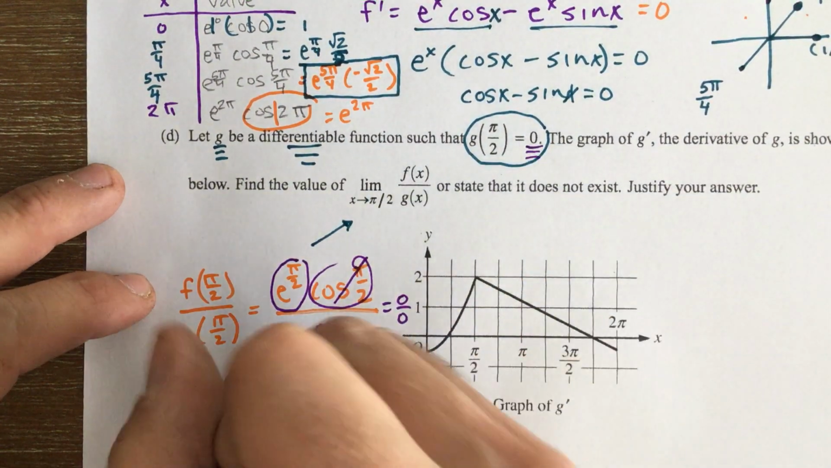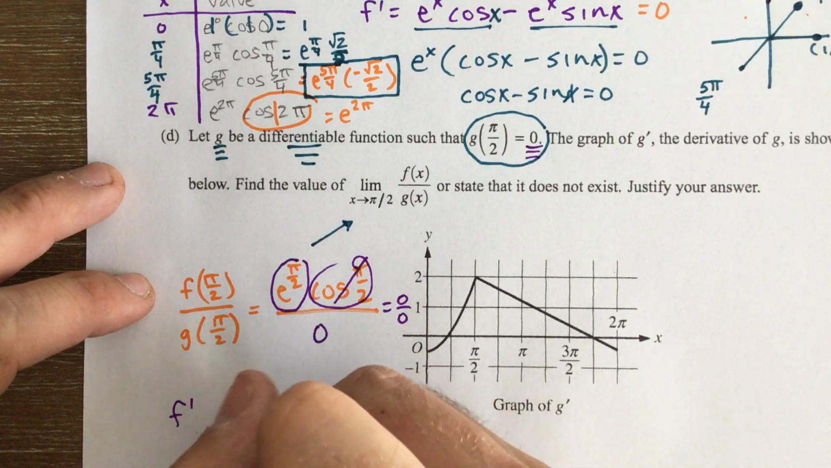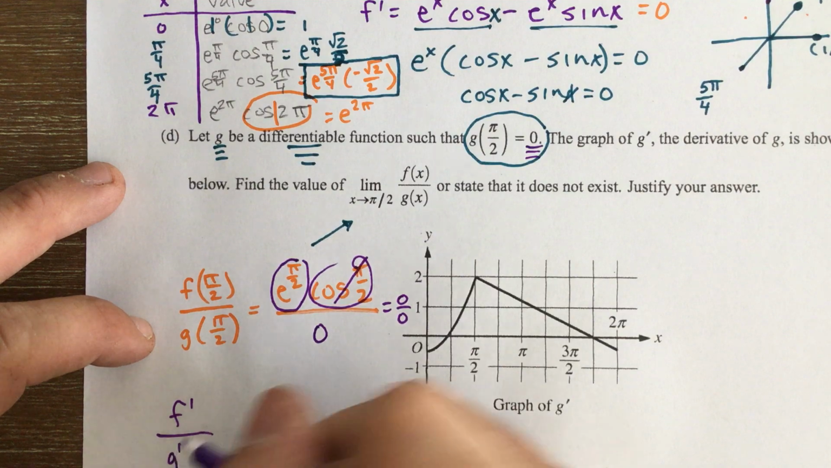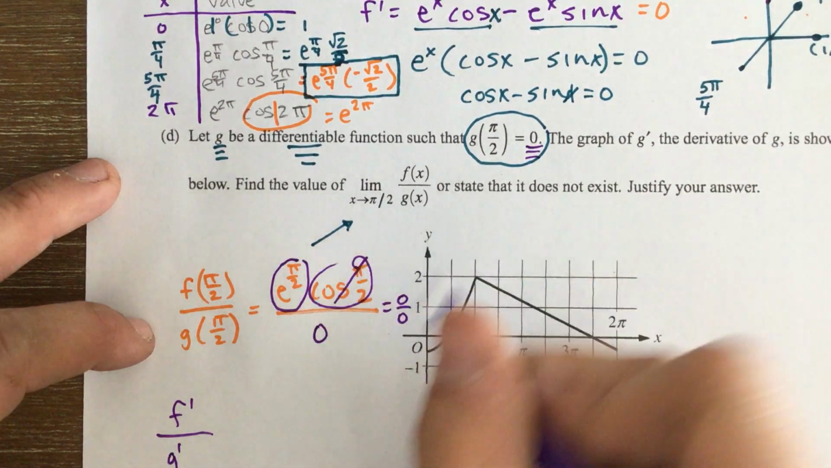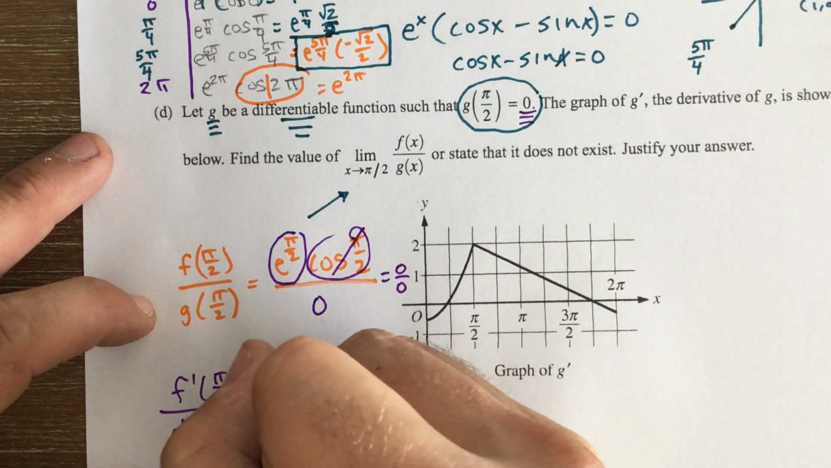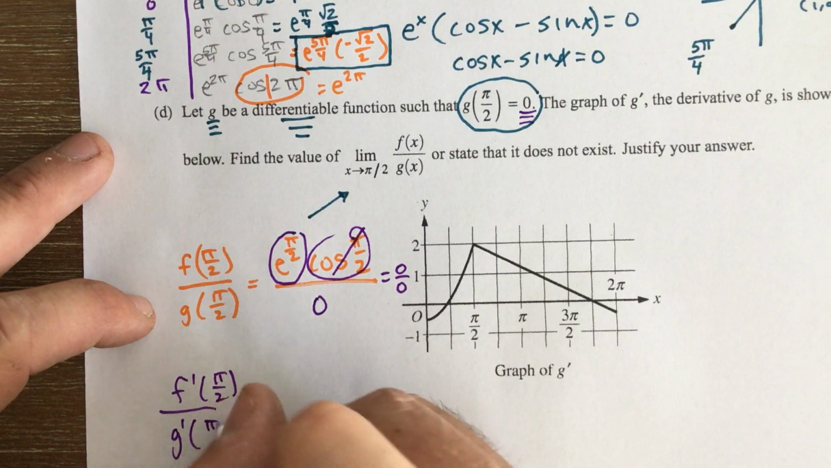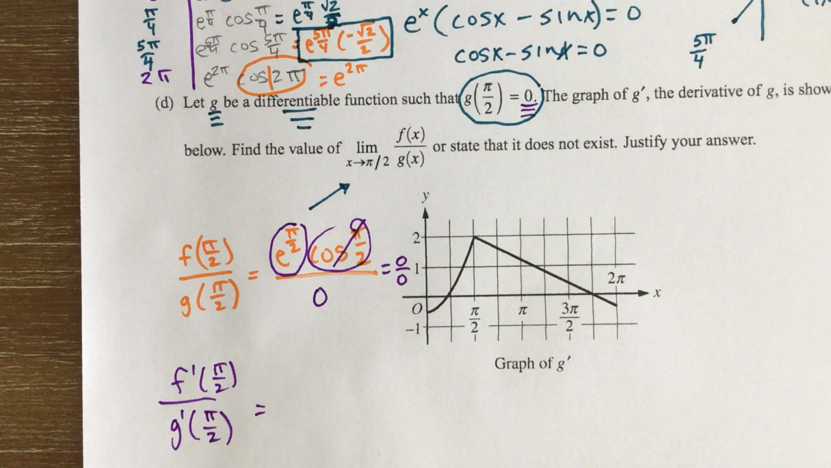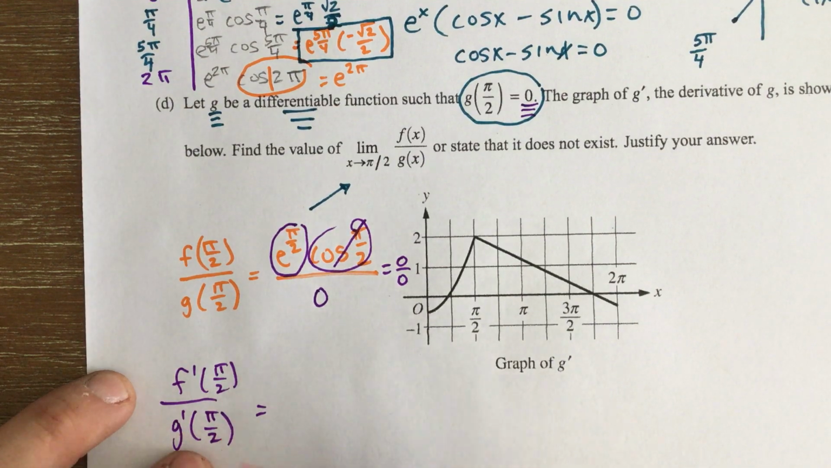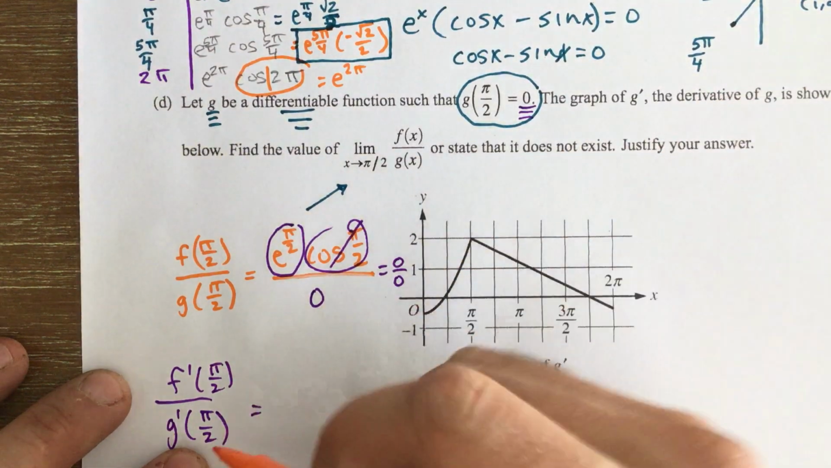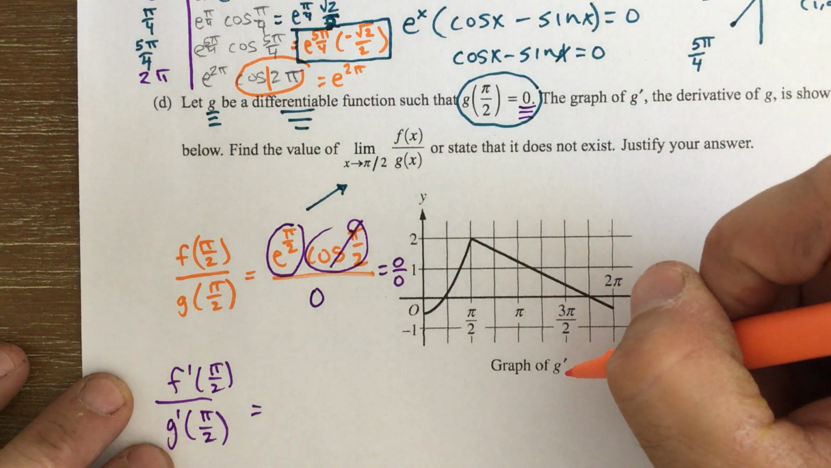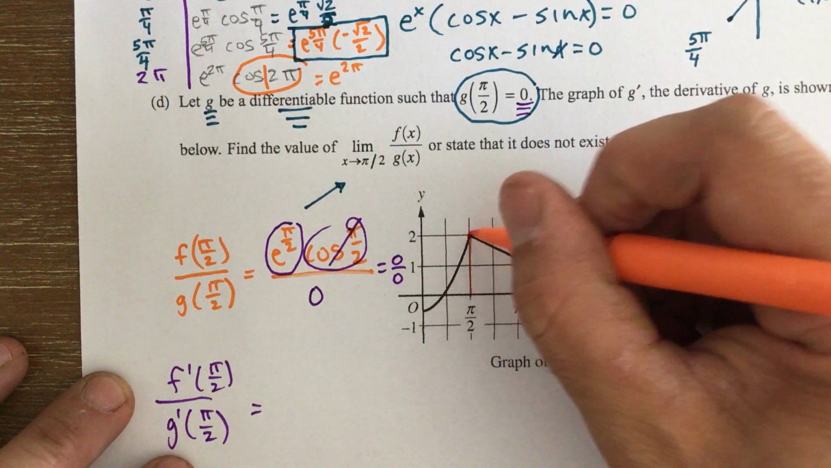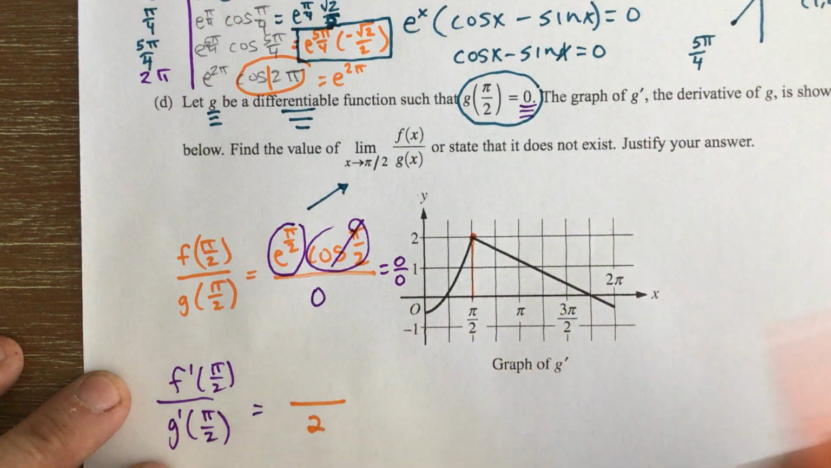The derivative of f is f prime. And the derivative of g is g prime. Right? And we still just plug in the pi over 2. So pi over 2 gets plugged in here, and pi over 2 gets plugged in there. I think the derivative is going to be a little bit easier on the bottom because we have a graph of it. So what's the value for g prime when we plug in pi over 2? It looks like it's going to be a y value of 2.